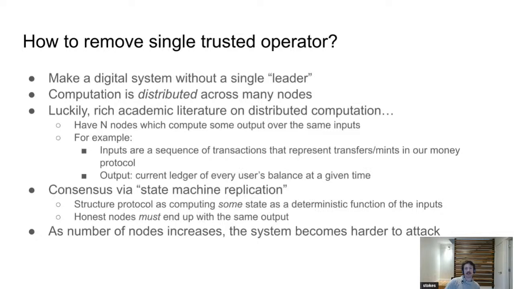You imagine then that if you have an honest node, they're going to run the same function on the same inputs. They have to get the same output, right? Assuming there are no bugs in the protocol, for the same set of inputs, you get the same output. This is useful to get rid of our single trusted operator because as the number of nodes increases, the system becomes harder to attack. Rather than exploiting a bug on one node and taking down the whole system, you now have to attack maybe 2 or 3 or maybe all of them.